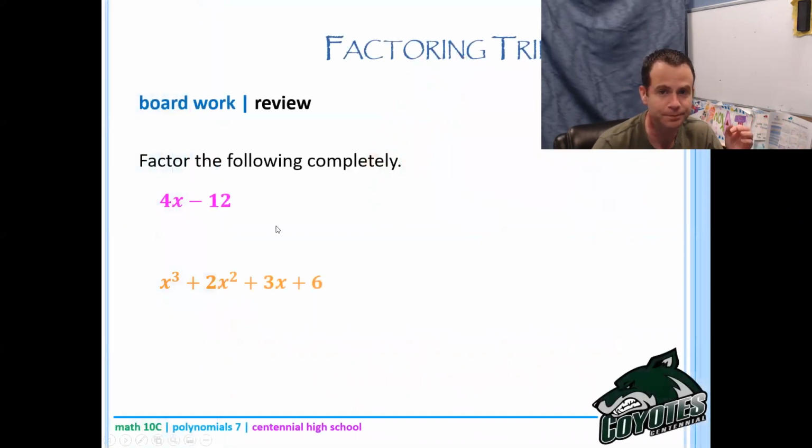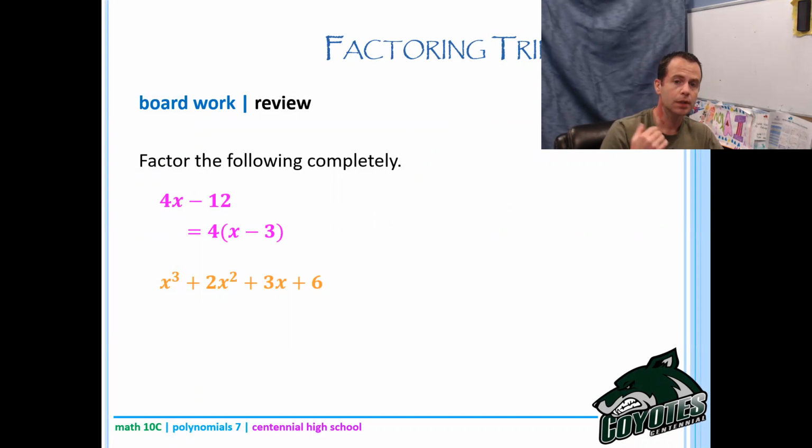We've talked a little bit about taking greatest common factors out. So if I asked you to factor this completely, you would take a look at the 4x and the -12, and you would say, okay, what can I take out of there? I can take out a 4. So a 4 comes to the front. Remember, factoring is creating a multiplication sentence. So the 4 comes to the front, and then I open up a bracket, and I say what's left when that 4 gets divided out of those two terms. What would be left is x minus 3. So my final answer there would be 4 bracket x minus 3.